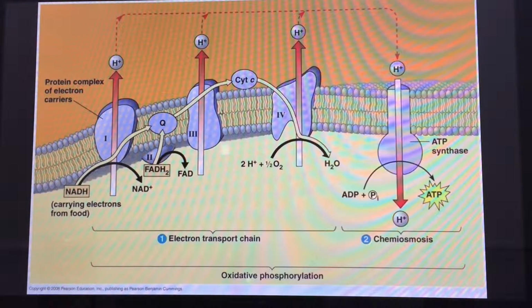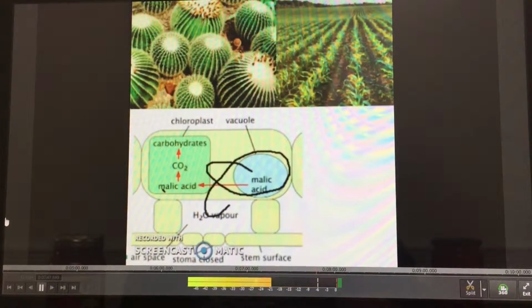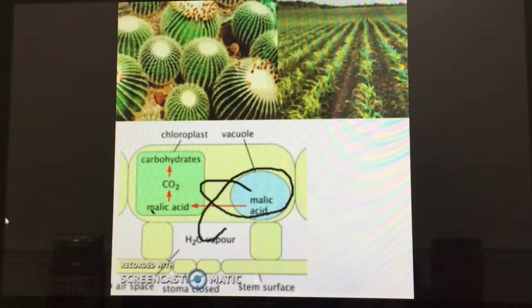At the end of the chain, the electron has passed to NADP+, along with the second electron from the same pathway, to make NADPH. Plants need carbon dioxide for the Calvin cycle. They get it through their stomata.